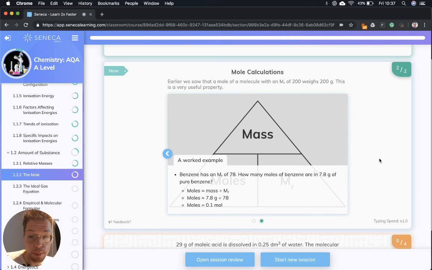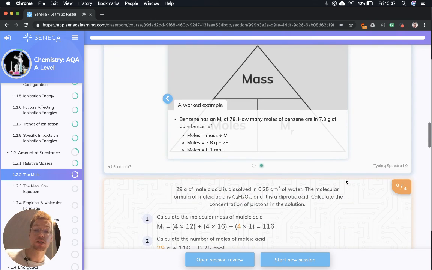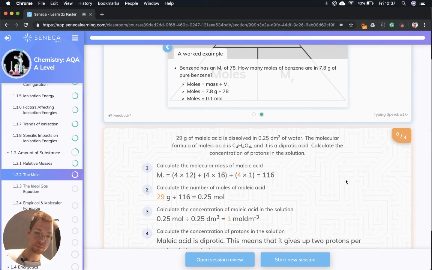So let's take an example of benzene, which might have featured before in a previous episode. Maybe you should check them out. If benzene has a relative molecular mass of 78, remember, Mr is the same as relative molecular mass, how many moles of benzene are there in a 7.8 gram sample of pure benzene? So that equation again: moles equals mass divided by Mr. Our mass, we've got 7.8 grams. Mr is 78. So 7.8 divided by 78 is 0.1 moles.